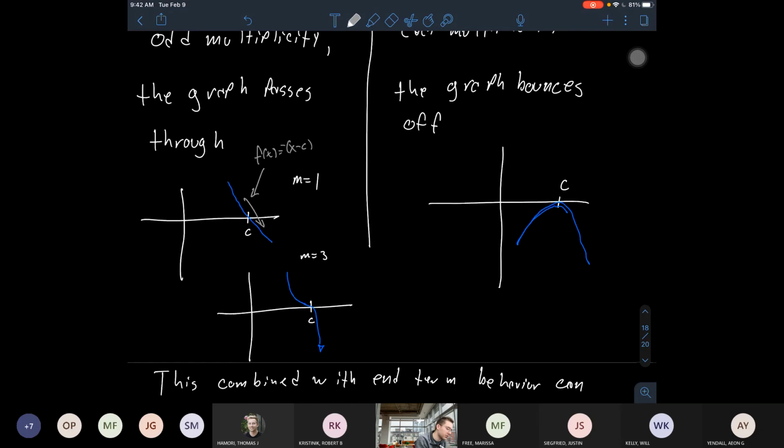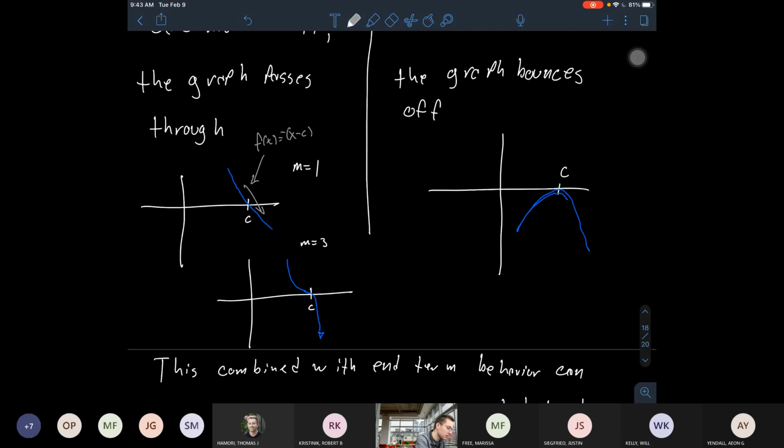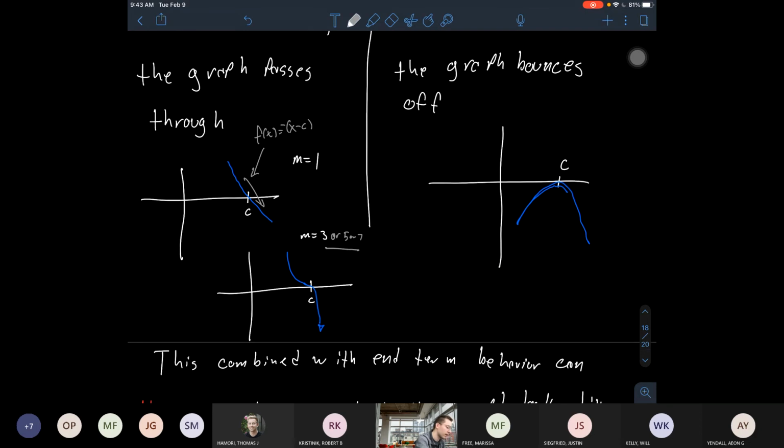And if we have m equals 3, the crossing of the x-axis is going to look a lot like the crossing of x to the power 3, right? X cubed. It has kind of this wiggly nature where it comes in and smooths out a little bit, but then eventually smooths back out and goes down. So, or 5, or 7, or things which are higher than 1. When we have 1, we have more of this straight through crossing.